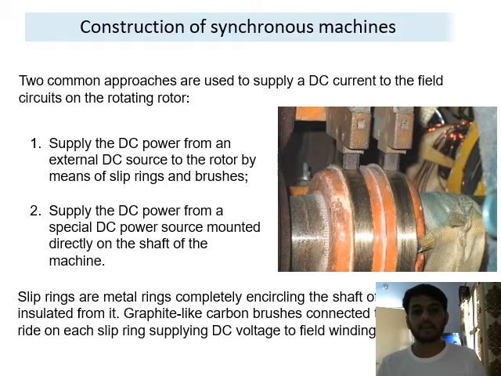Slip rings are made of metal rings completely encircling the shaft and insulated from it. Graphite-like carbon brushes are connected, riding on each slip ring, supplying DC voltage to the field winding. This is the basic slip ring and brush arrangement to supply our rotor.